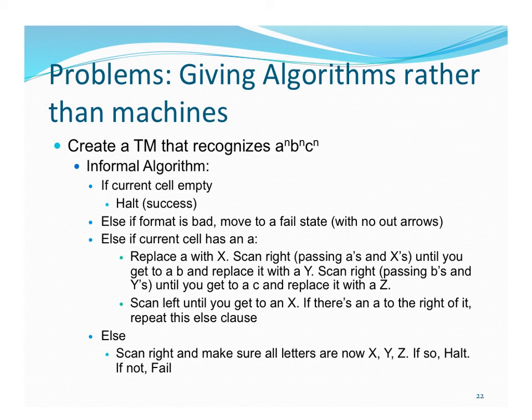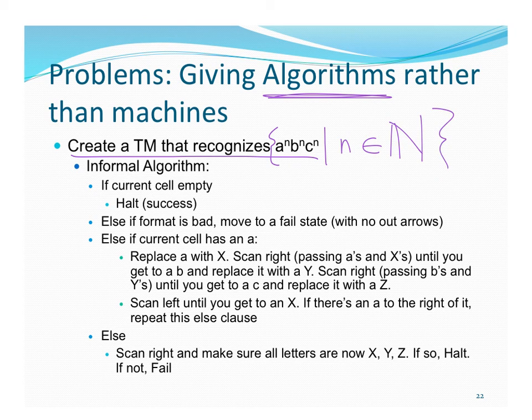Sometimes the book asks for an answer that is not draw me a Turing machine, but actually just give me an algorithm that you could turn into a Turing machine, right? So for example, create a Turing machine that recognizes a to the n, b to the n, c to the n, and of course it should really say the strings of the form a to the n, b to the n, c to the n, such that n is in the natural numbers, but you knew that, right? So here's an informal algorithm, and this is something that we could turn into a Turing machine.